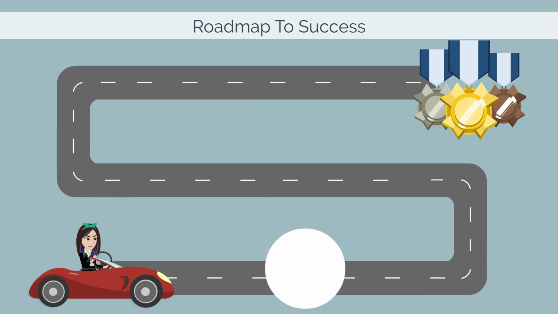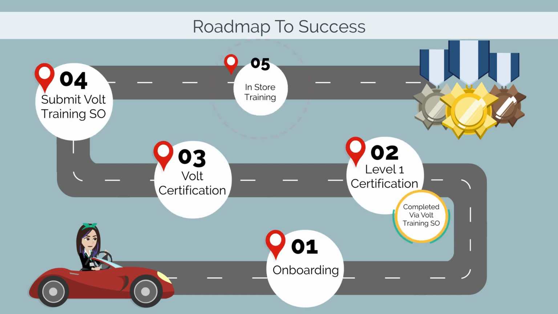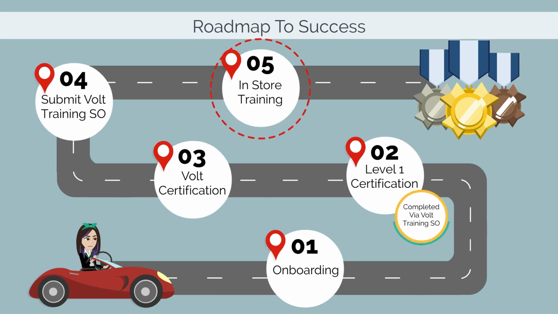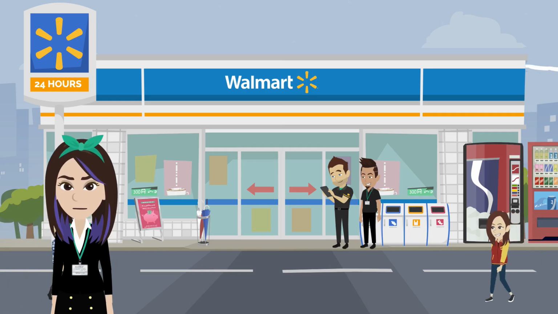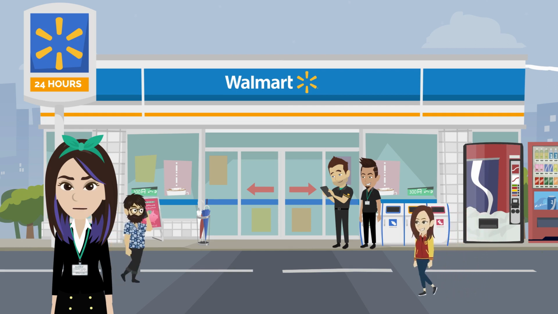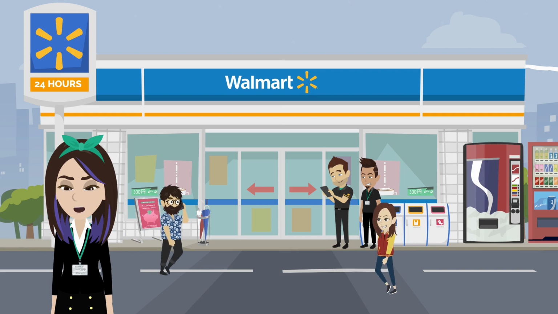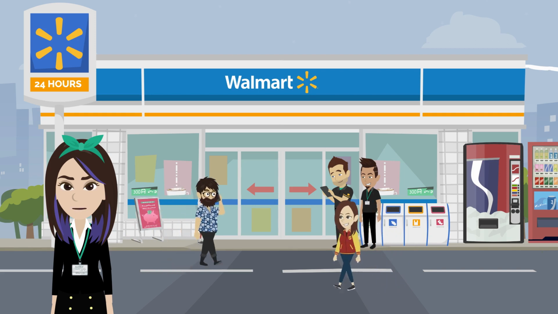To recap what we've accomplished so far, the WSP has completed the onboarding steps. They did the Level 1 certification and the Volt certification. Now we're ready for in-store training. Now you get to spend the next couple of days in store, working side by side with your WSP. You'll spend these 2 days going over the new hire checklist. This is a great hands-on opportunity to show them all the basics and procedures.